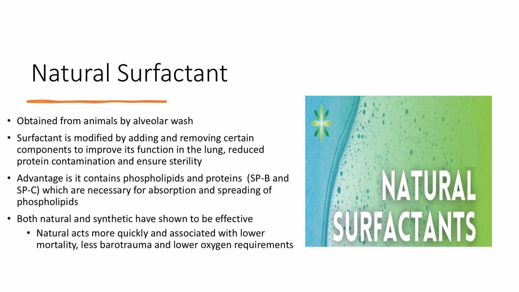This preparation process is time-consuming, which contributes to the higher cost of the drug. Additionally, there are concerns about the potential for viral infection and immune reactions to foreign proteins. However, natural surfactants have the advantage of containing essential phospholipids and proteins, such as SPB and SPC, which are crucial for the absorption and spreading of phospholipids in the lungs. Both natural and synthetic surfactants have demonstrated effectiveness in clinical use. However, natural surfactants tend to act more quickly and are associated with lower mortality rates, reduced barotrauma, and decreased oxygen requirements. When comparing different natural surfactants in head-to-head trials, no significant differences in efficacy have been observed.